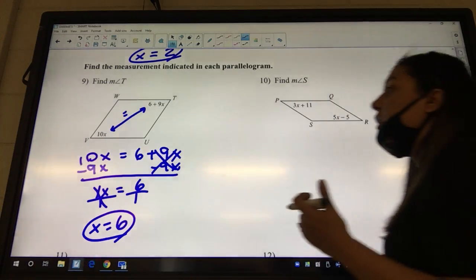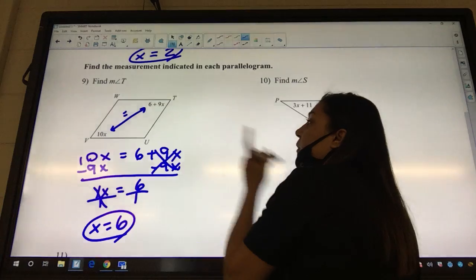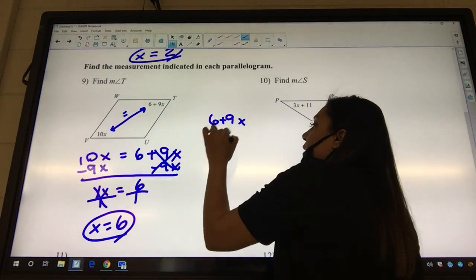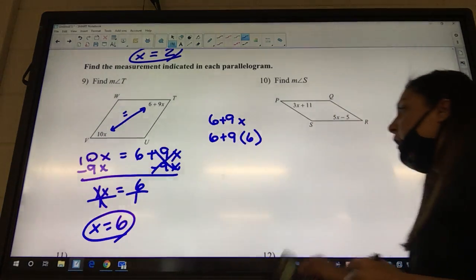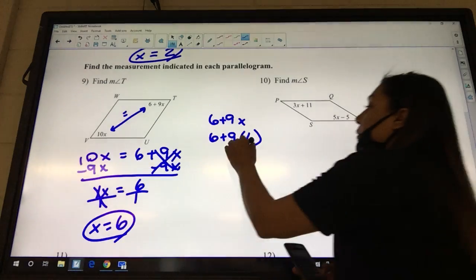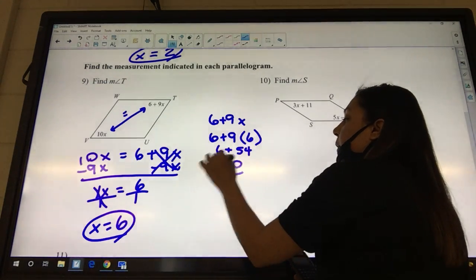And so what you essentially need to do is look up here and find angle T. Which one's T? 6 plus 9x. And what do we know our x is? 6. So we can plug that in. Okay, so 6 times 9, you're going to get 54. And then plus 6 is 60.